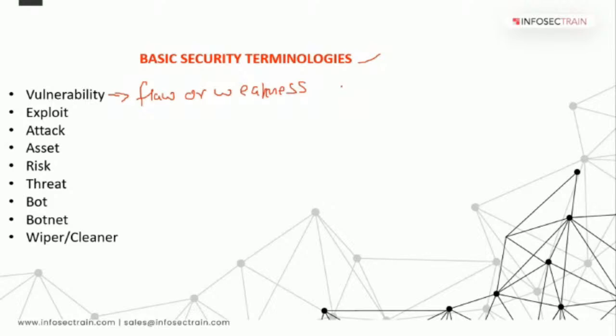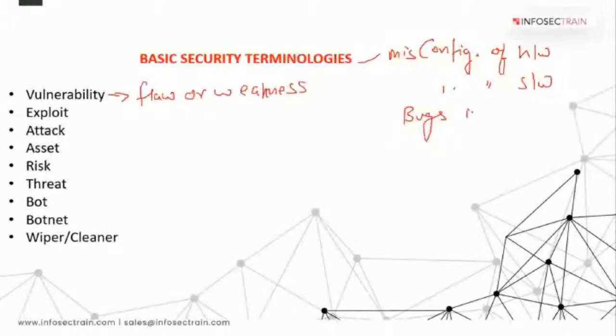Now, why is there a vulnerability in your system? It can be due to configuration problems. Misconfiguration of hardware can be there. Misconfiguration of software can be there. Bugs in software also lead to vulnerability. Right? So bugs in software can cause vulnerability.